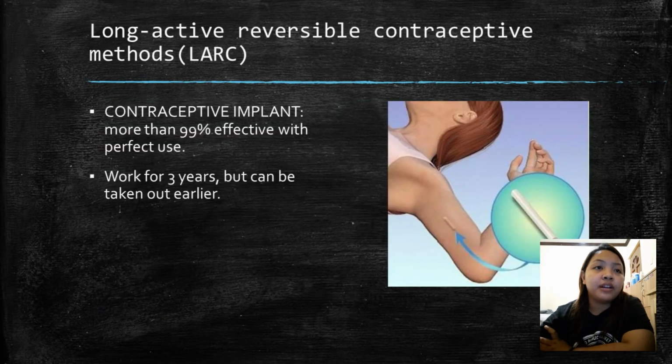We have here the long-acting reversible contraceptive methods, LARC. First in line is the contraceptive implant. It is more than 99% effective with perfect use. It works for 3 years but can be taken out earlier.